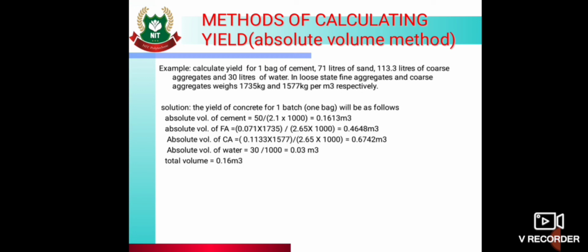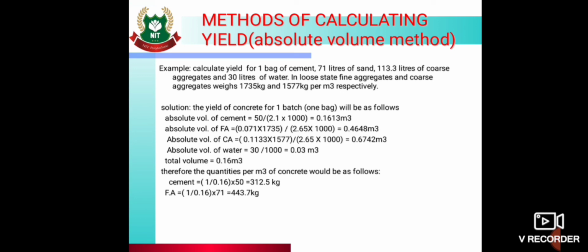Then total volume. So we have to add this absolute volume of cement plus absolute volume of coarse aggregates plus fine aggregates and also of water. So total volume is equal to 0.116 meter cube. So therefore the quantities per meter cube of concrete would be as follows. So cement is equal to 1 upon 0.16 into 50, that is 312.5 kg. So this is the quantity of cement.